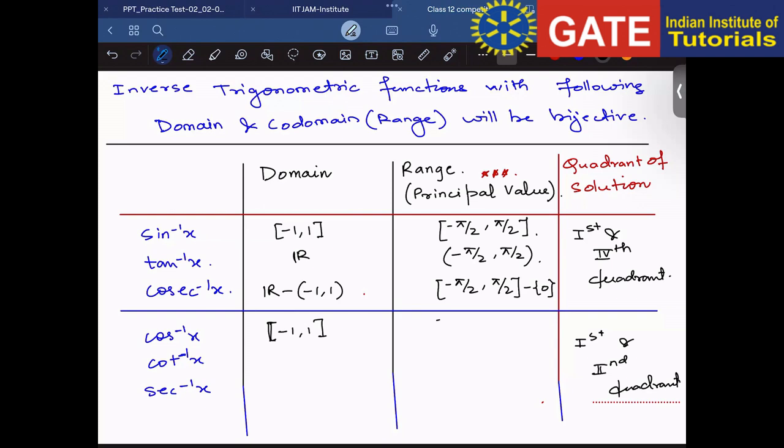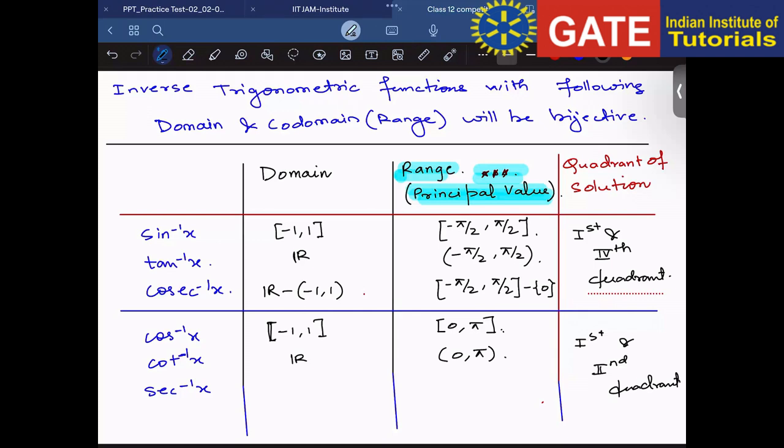In inverse trigonometric functions, we call it the principal range. And 2 marks, 1 question is sure from this for a board exam. So what will be the principal range or principal value for cos inverse x? Closed 0 comma pi. Correct? Here the domain will again be R, and the range will become open 0 comma pi.